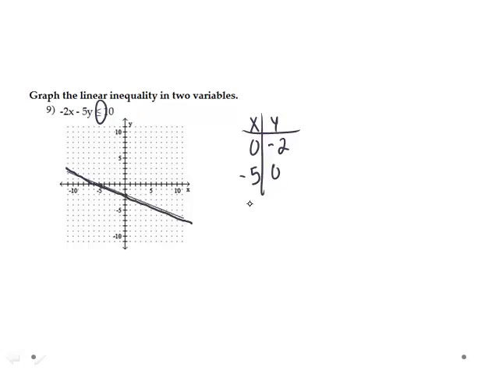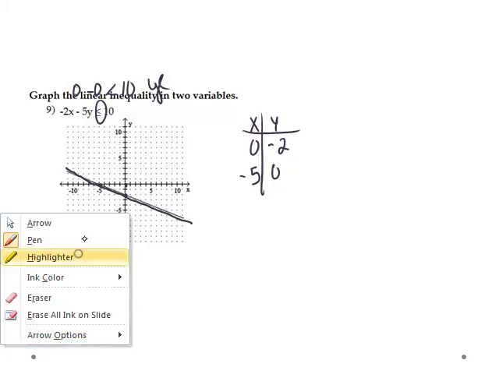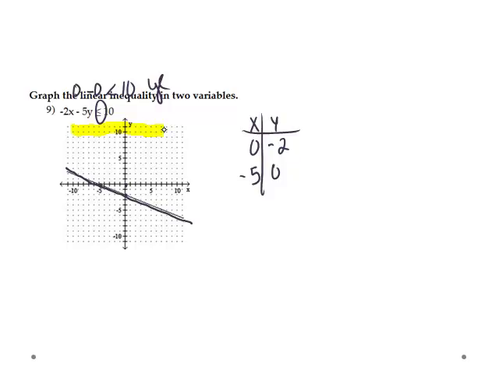And then we shade: 0 minus 0, is that less than 10? Yes. So we shade that side of the line. And here you go.